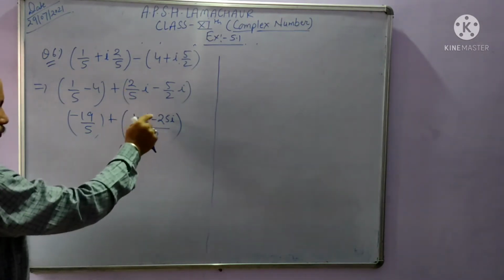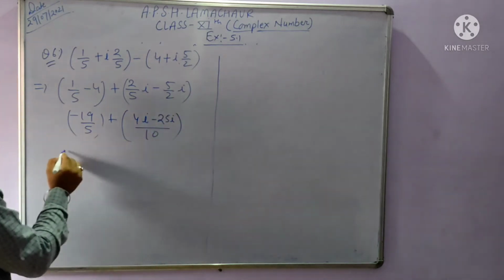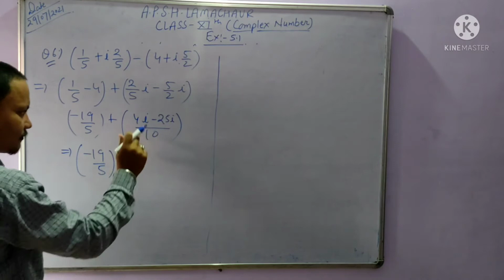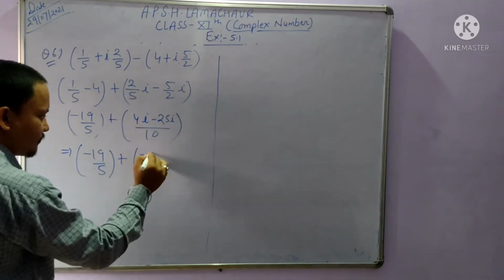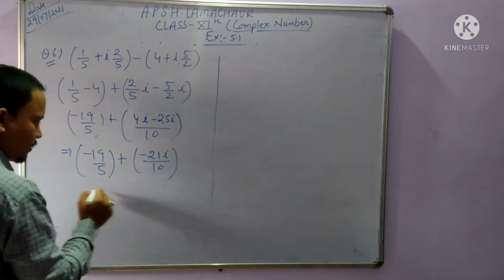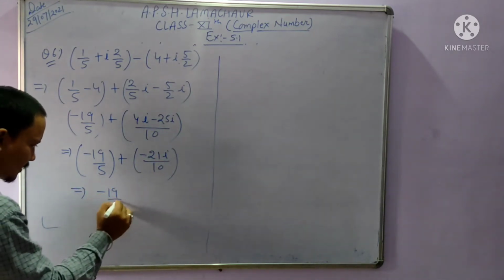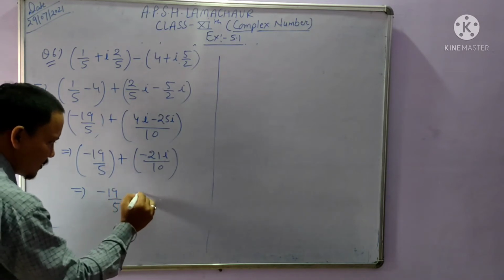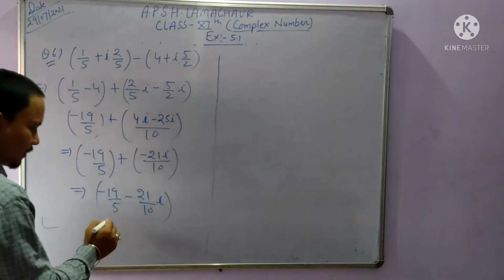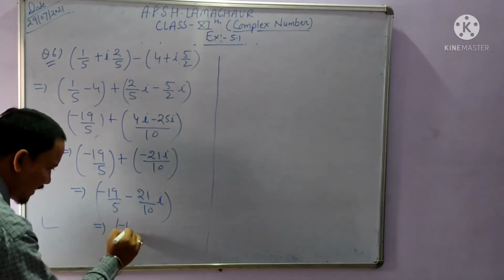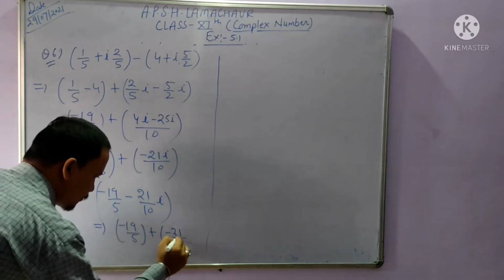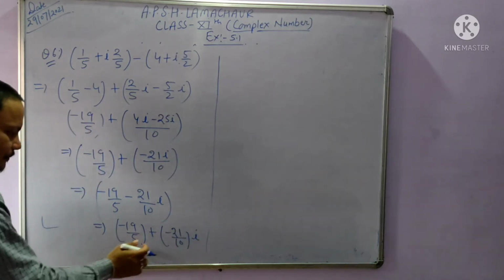5 2 is 10, 2 2 is 4, minus 2 5 is 10, 5 5 is 25. So this will give you minus 19 upon 5 plus 4i minus 25i. How much will it be? 21i. Minus 21i divided by 10. So this will become minus 19 upon 5 plus minus 21 upon 10 times i. And if you want more simplification, this will become minus 19 upon 5 plus minus 21 upon 10 times iota, that is a plus ib.